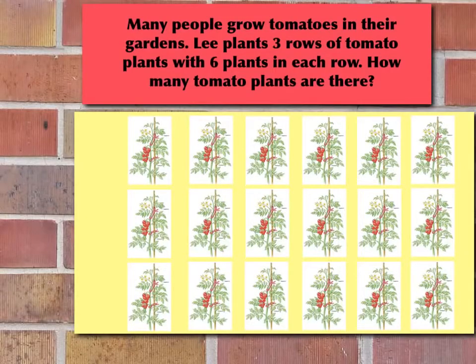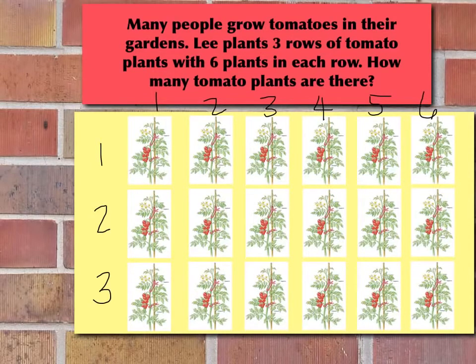So let's look at a problem. Many people grow tomatoes in their gardens. Lee plants 3 rows of tomato plants with 6 plants in each row. How many plants are there? Well, the first thing we need to do is look at what kind of a picture we can draw. So let's think of rows. Remember, rows go left to right. So we're going to look at the number of plants in each row. He has 3 rows. 1, 2, 3 rows of tomatoes, and then 6 plants in each row. 1, 2, 3, 4, 5, 6 plants in each row.